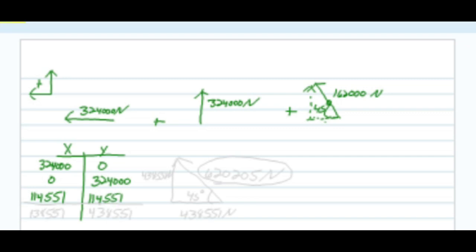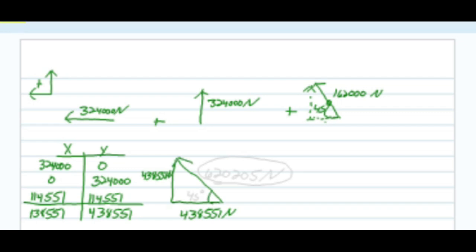So now I'll find the resultant here. So I have plus 324,000, giving 438,551 newtons in each direction here. Okay, so the x component is positive, so it goes this way, 438,551 newtons. And then the y component is also positive, so it goes up, 438,551 newtons. So we need to find the hypotenuse in this direction.